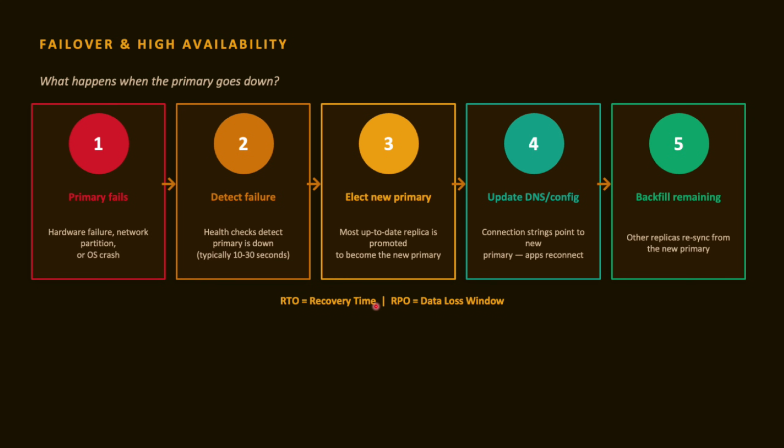And the key metrics used in this process are RTO and RPO. RTO stands for recovery time objective, which tells us how long until the system is writable again. And RPO stands for recovery point objective, which tells us how much data we lose, right?